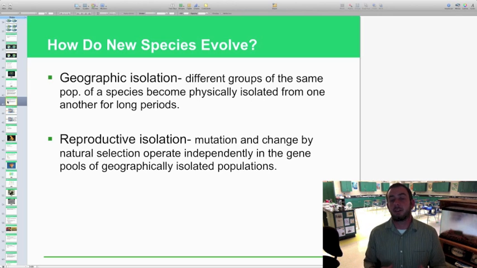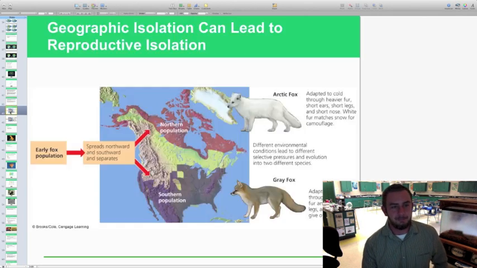Another one is called reproductive isolation, and most reproductive isolation stems from geographic isolation. It's basically where a mutation or a change by natural selection operates independently in the gene pool of geographically isolated populations. Basically, some of those mutants are so different mutation-wise that they can't interbreed with others, but they can interbreed with themselves, and that leads to a new species as well. So those are our two major types: geographic isolation and reproductive isolation.